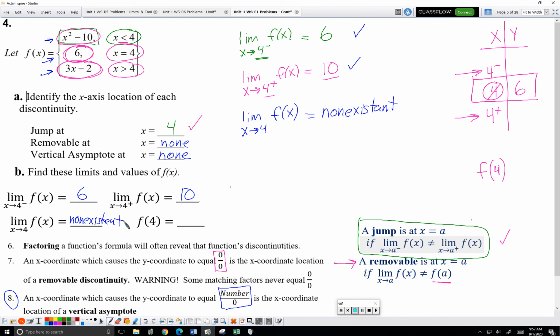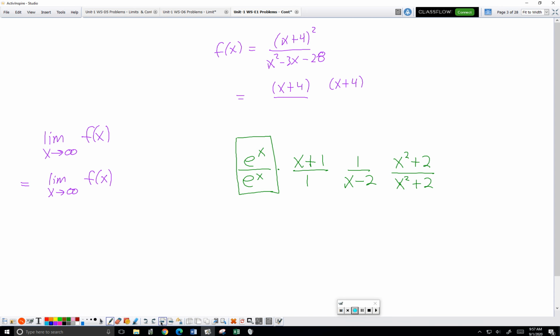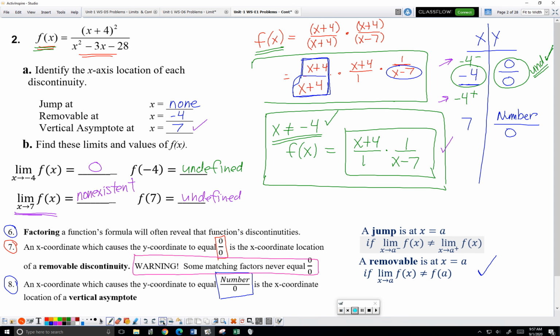And we already found f of 4 to equal 6. Questions? Please. Are there any questions in this packet where there is a vertical asymptote? Oh, for sure. Like we found one here in example number 2. And there are others.